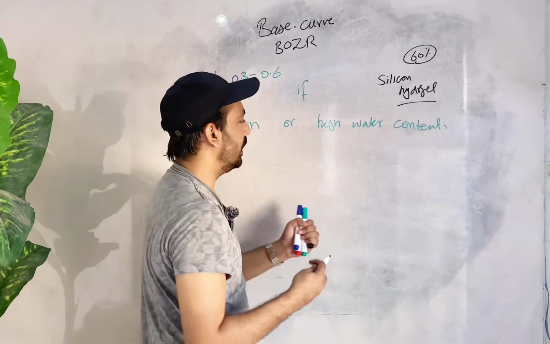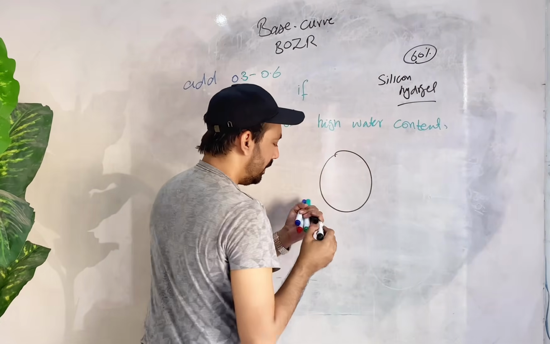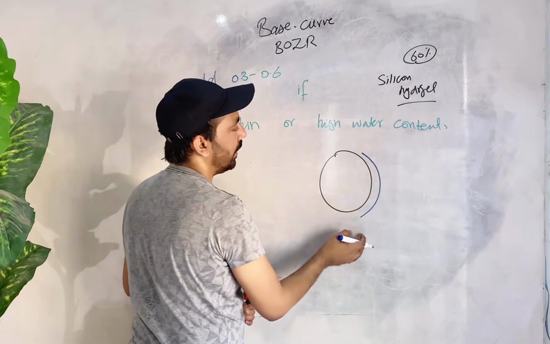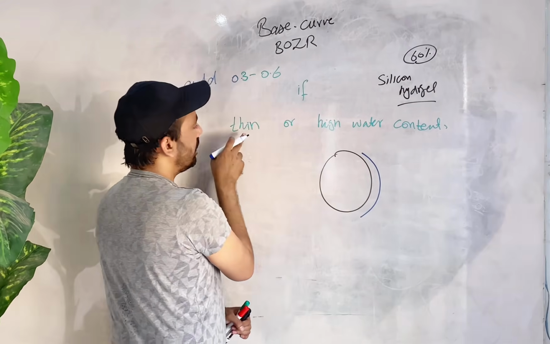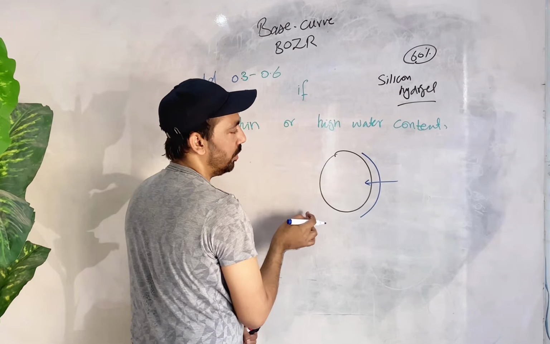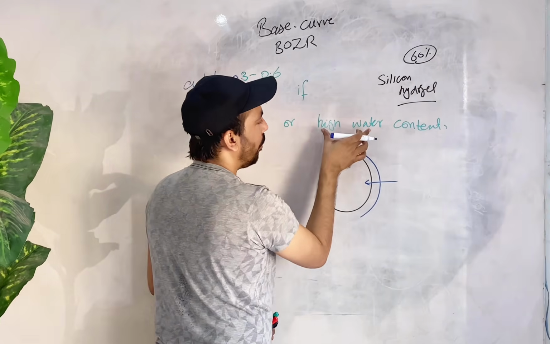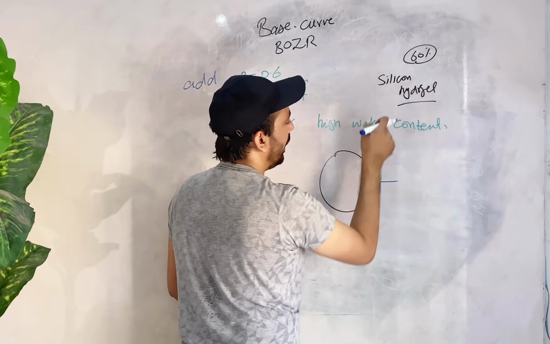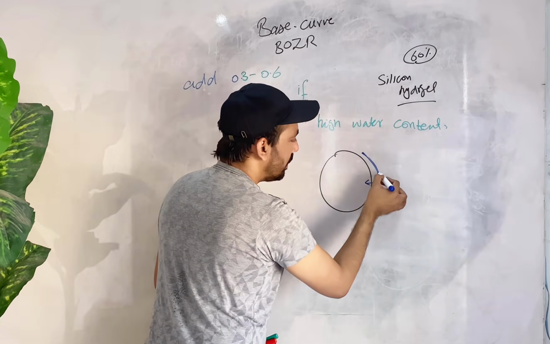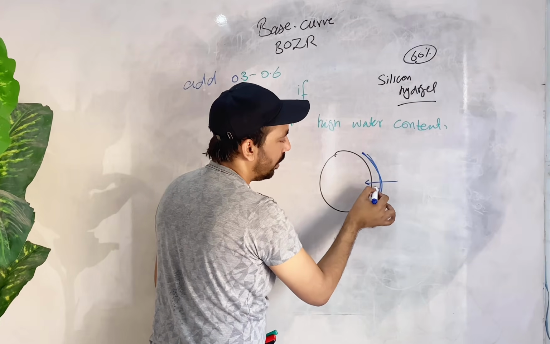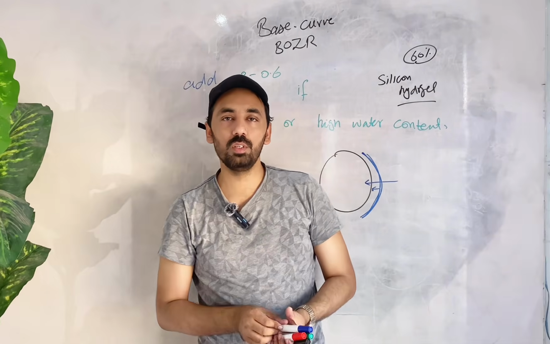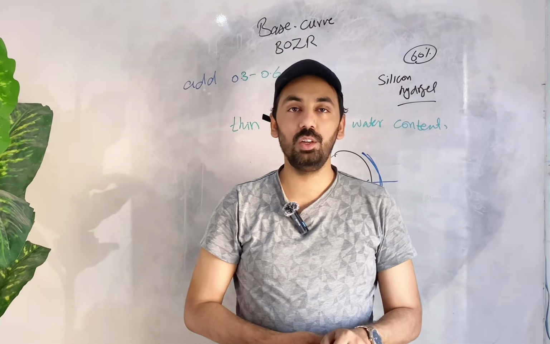So for example, this is the cornea and this is the contact lens. If the contact lens is thin, there will be an easy exchange of oxygen through the lens to the cornea. And if the water content is high, if you are using silicone hydrogel having water content more than 60%, then the matrix of the contact lens will provide oxygen to the cornea. So there will be no hypoxic condition for the cornea. There will be no edematous conditions for the cornea.